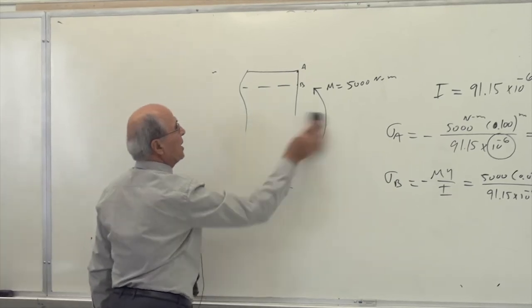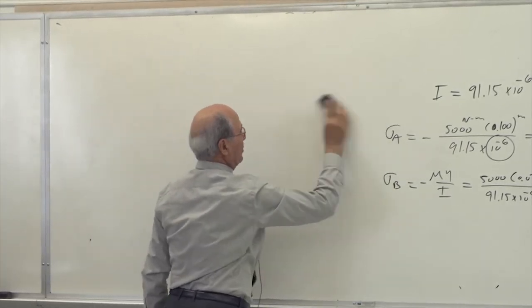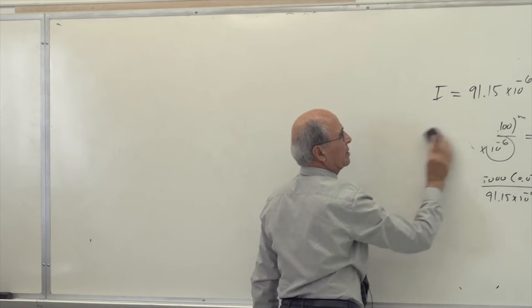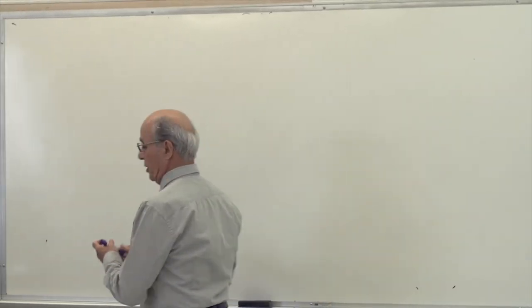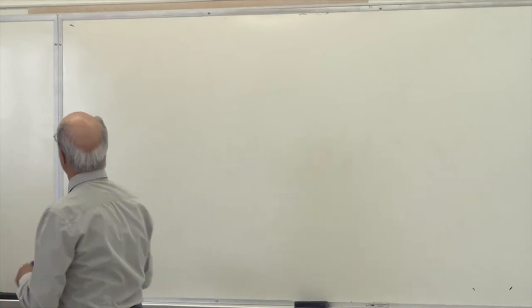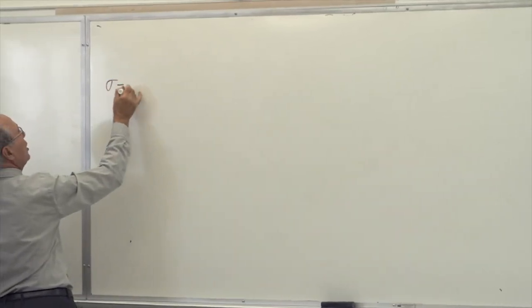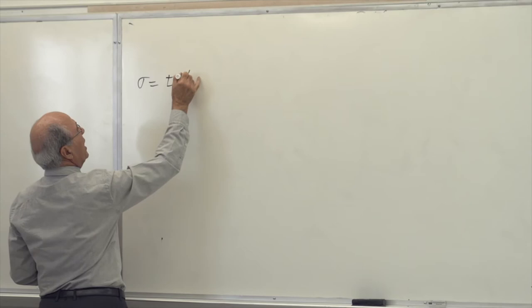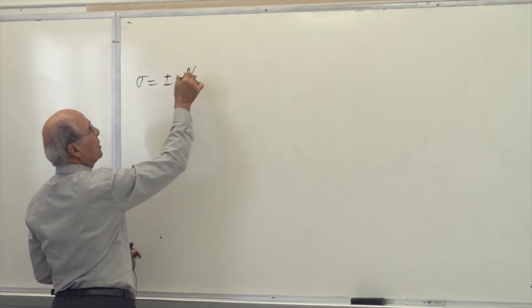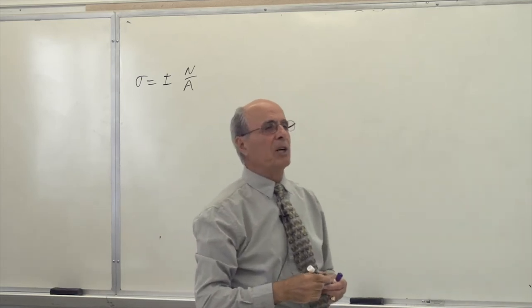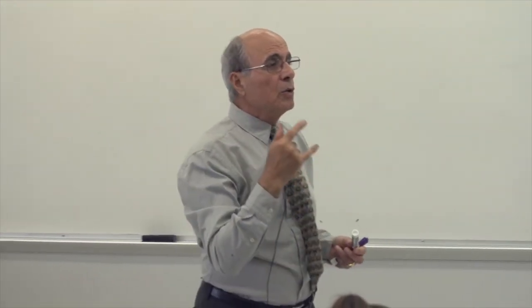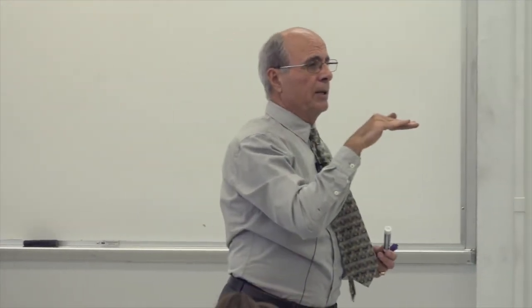I want to repeat some of the material that we already did in the last three chapters. So before we go any further, notice in chapters 1 and 2, we were talking about sigma equal to plus minus N over A. What was N? I purposely did not put P over A. I put N over A, because N is the normal force to the cross-section.